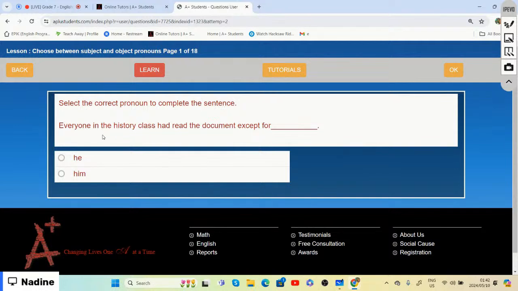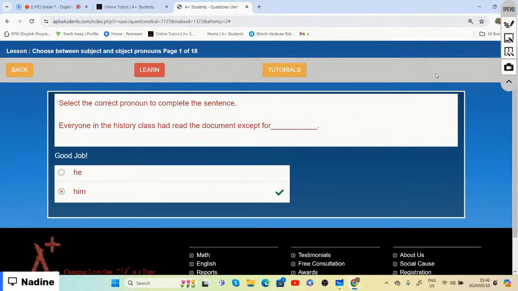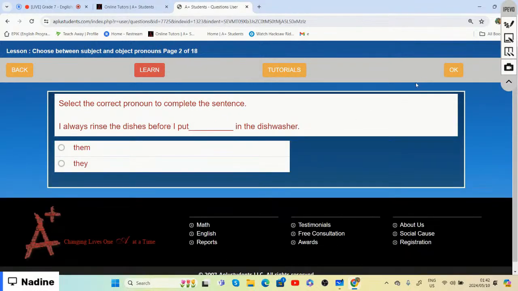Everyone in the history class had read the document except for, do we say "except for he" or "except for him"? So we can say "except for him," because that is an object pronoun.